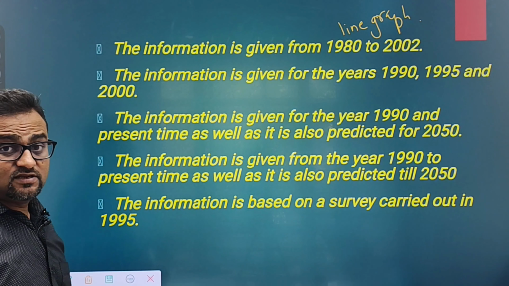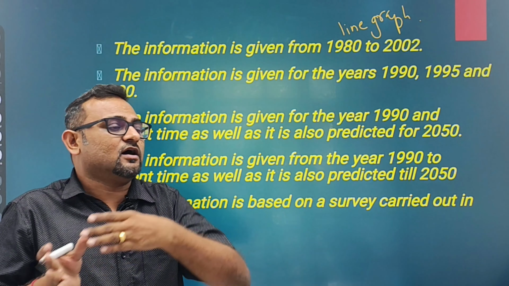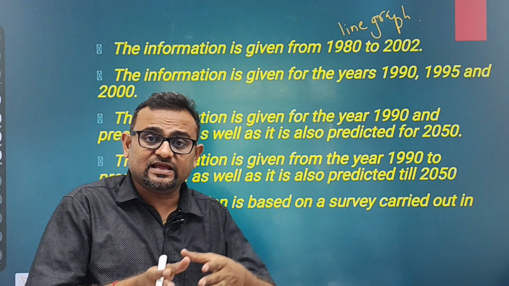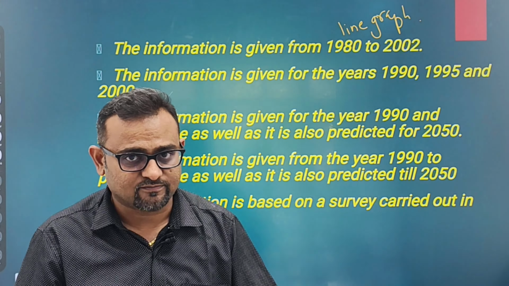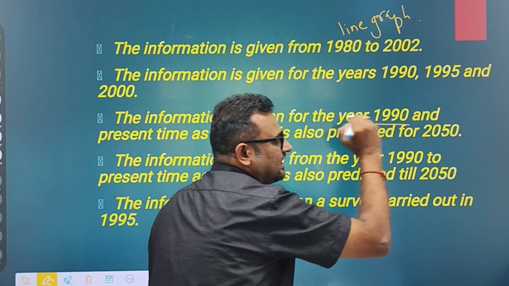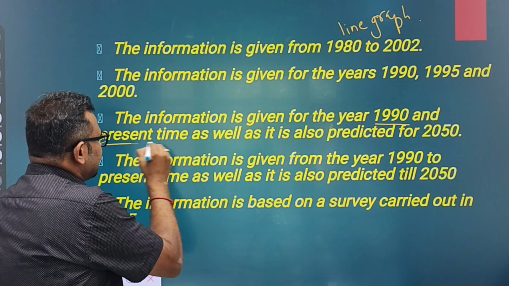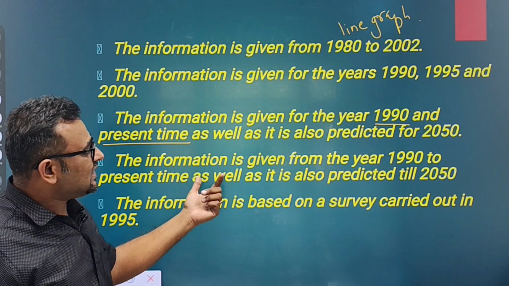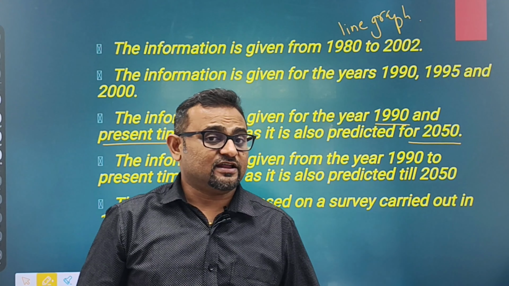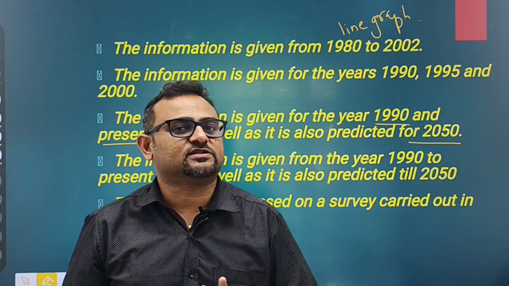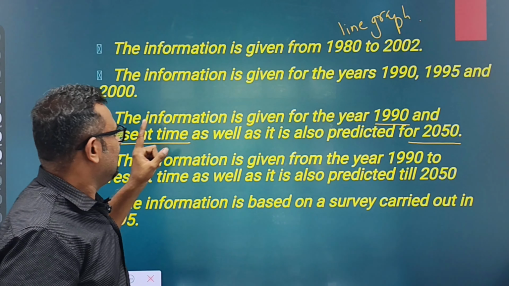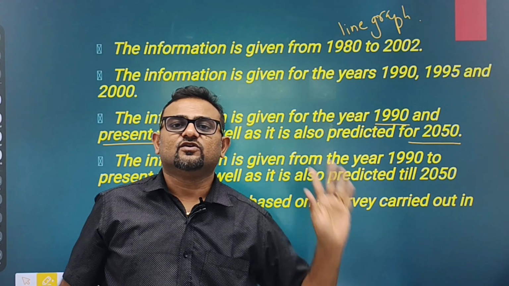Okay. The next, a past one and a future one, or let's say past, present, future. There are three different time periods given. Then you can write: the information is given for the year 1990, the past, and the present time. As well as it is also predicted for 2050. Okay, there are only three time periods given. One is 1990, present time, and one for the future.